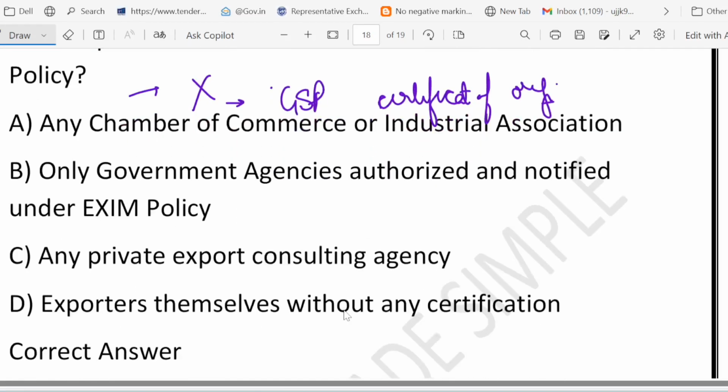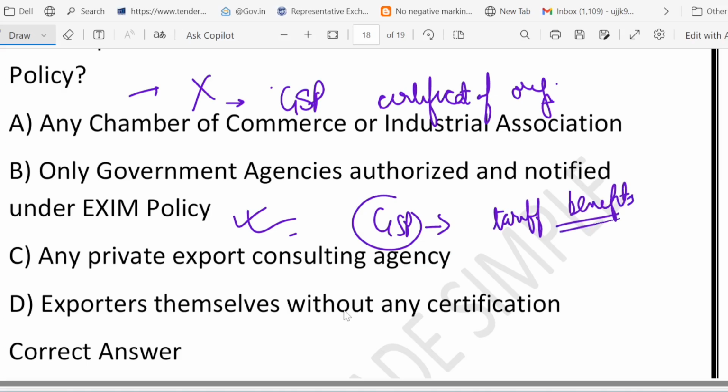Option B says only government agency authorized and notified under EXIM policy. Yes, this is the correct one. GSP certificate of origin is very sensitive because it gives tariff benefit, like lower import duty in the developed country. So only an authorized government agency can issue it.